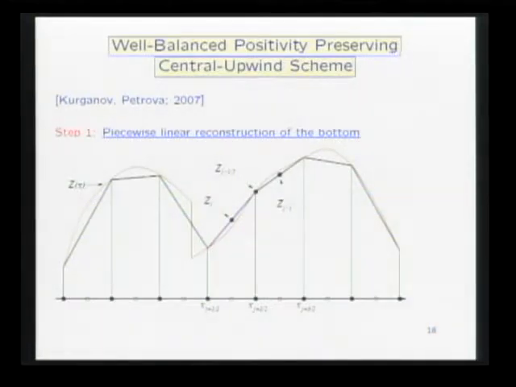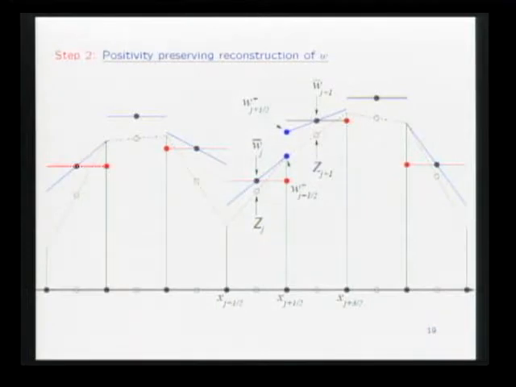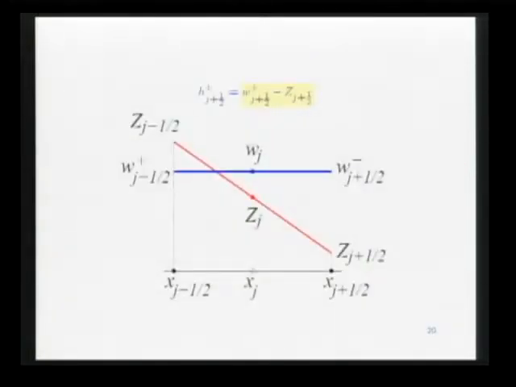Okay, so that's the first step. The second step, we need to make positivity preserving reconstruction of the water surface W. So why do we need this? Because in some places like here, this is a more local picture.